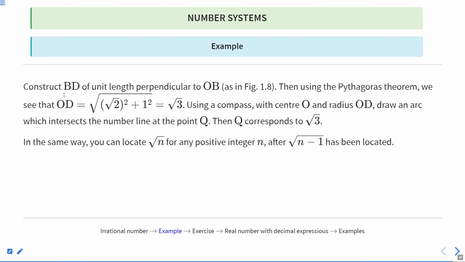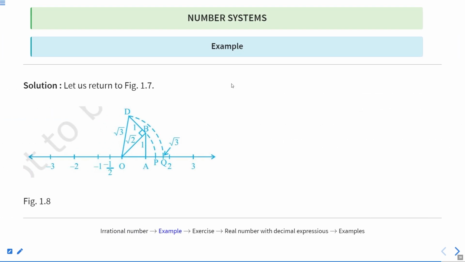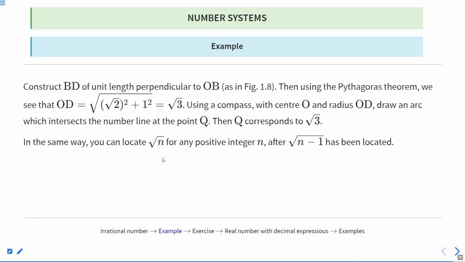Now here is the detailed explanation. First of all, construct BD of unit length perpendicular to OB, as shown in this figure. Then using the Pythagoras theorem, we see that OD is equal to square root of root 2 square plus 1 square, that is equal to root 3. Using a compass with center O and radius OD, draw an arc which intersects the number line at the point Q. Then Q corresponds to root 3.